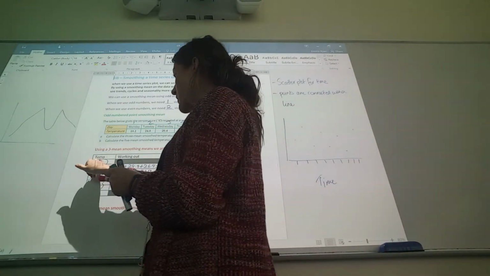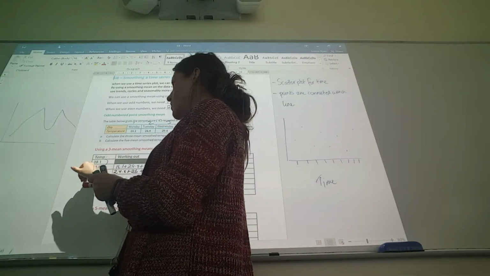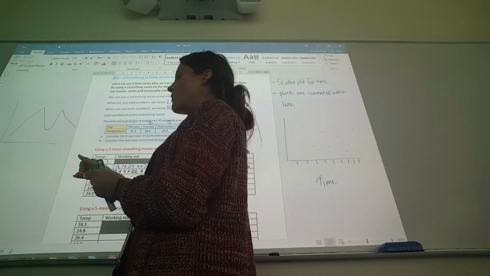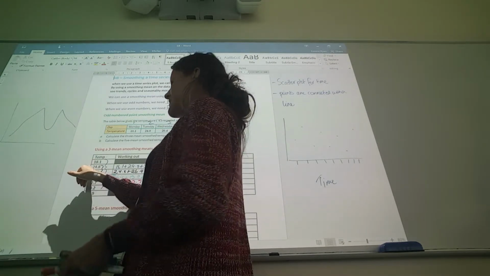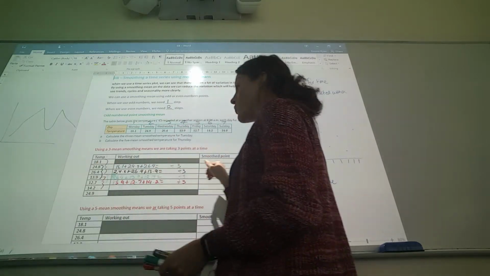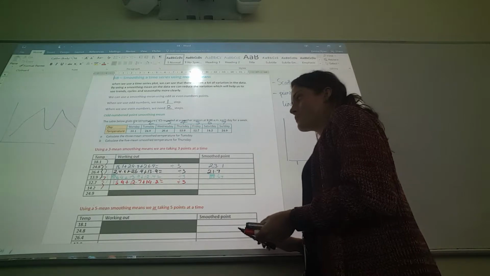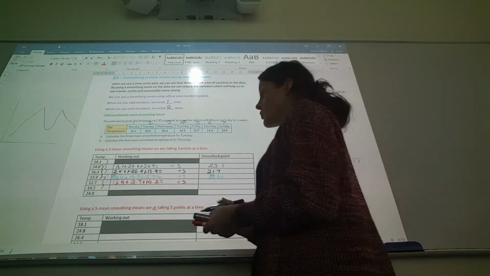Because we don't have 3 numbers here. We've only got 2. So we started with the first 3 numbers, which is 18.1. There's 3 numbers and that's the mean for just those. For the second one, it's the mean for the second point. Does that make sense? So it's always going to be the second point, when we're doing a 3.